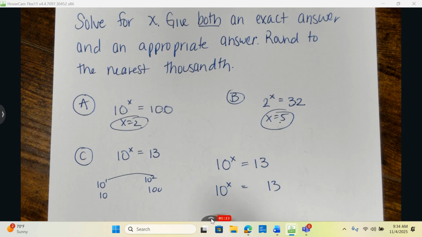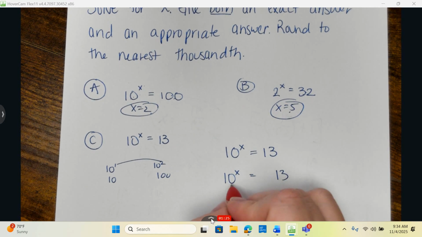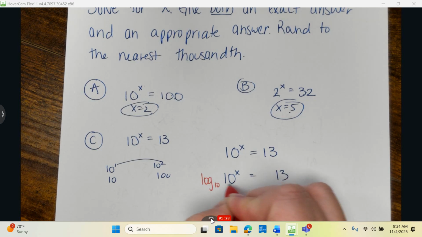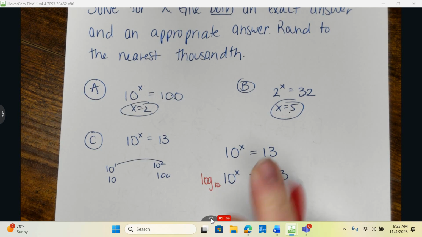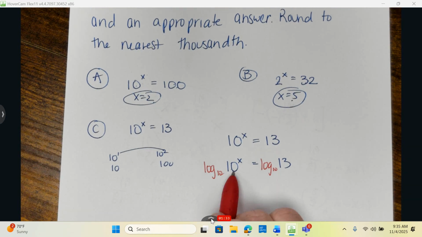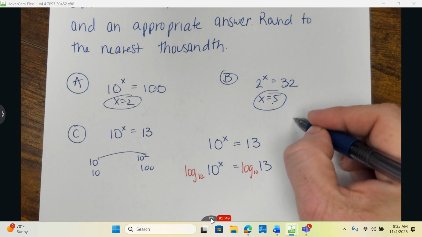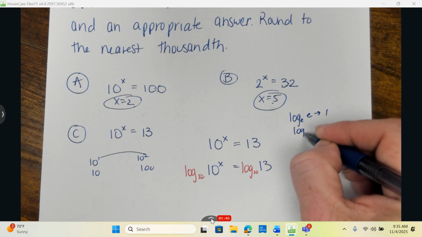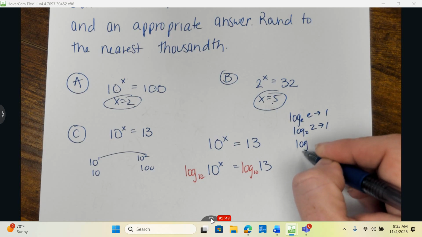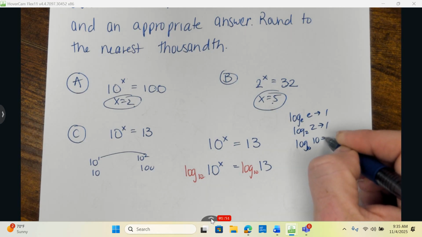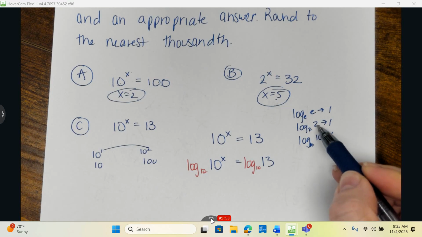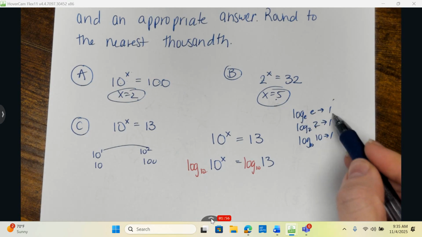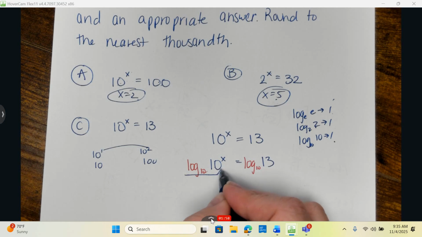We take whatever this is, and I write in front of it log base 10. And over here, the exact same thing to keep the equation balanced. Whatever base we're trying to remove to solve for the variable is what I write down below. Now, if you recall, we talked yesterday about how log base e of e was 1, and log base 2 of 2 was 1, and log base 10 of 10 is 1, right? When this value, the base, is exactly the same as the number behind it, it will always equal 1. We'll look over here. It equals 1.